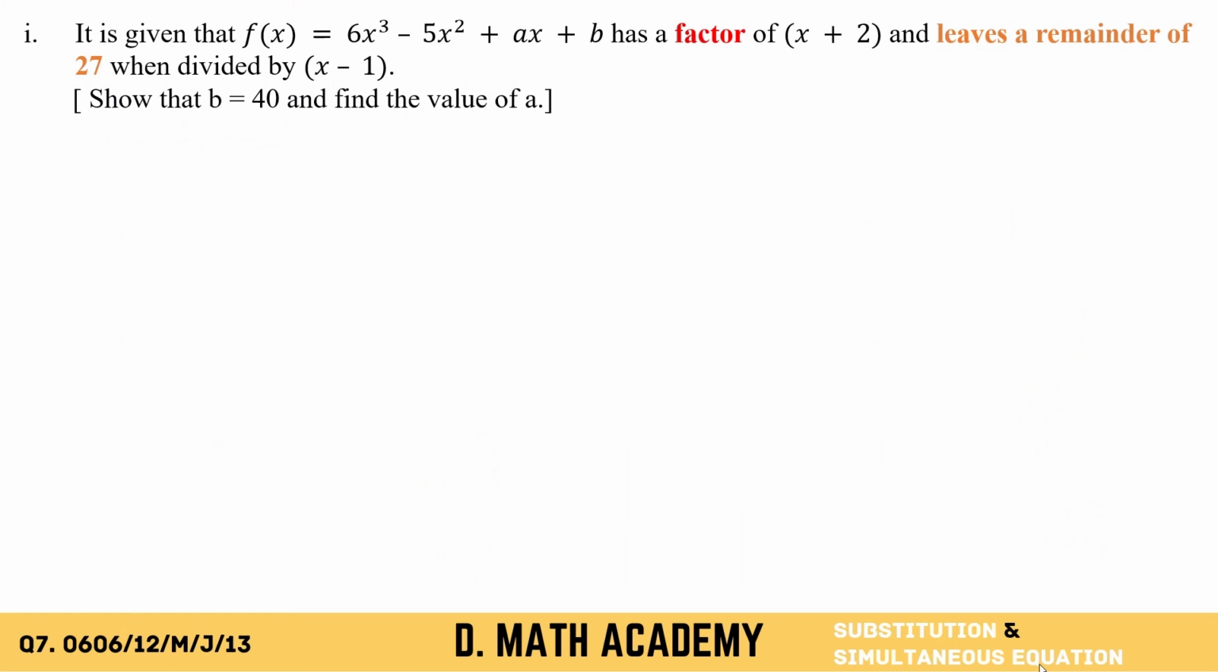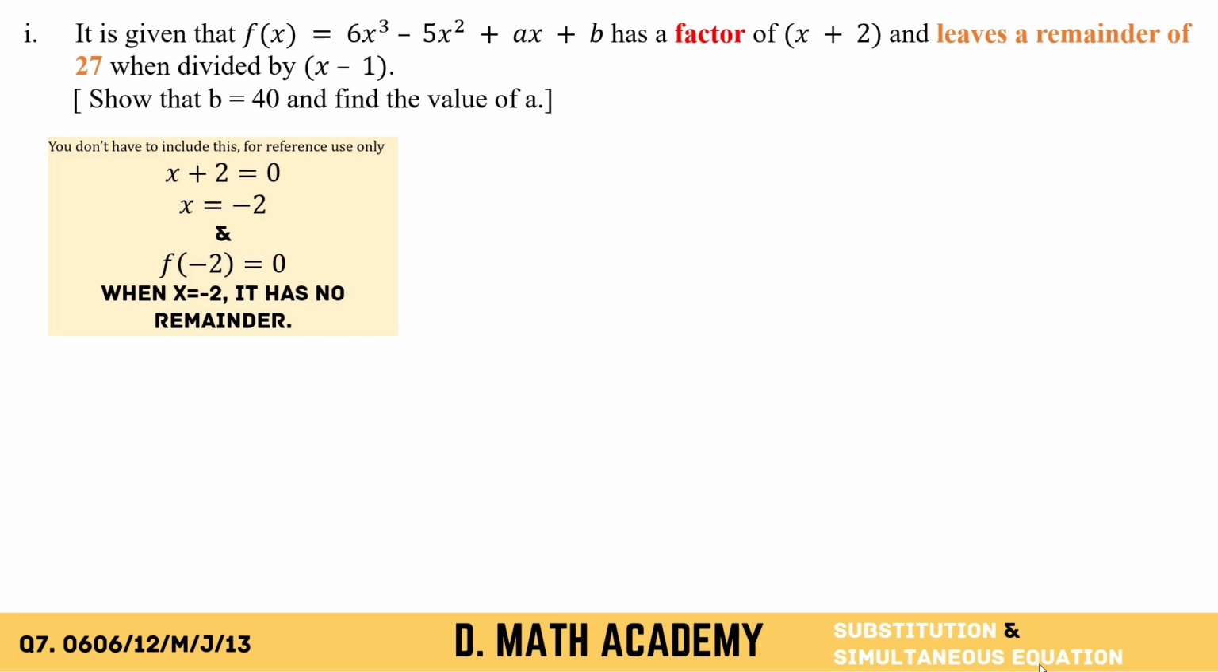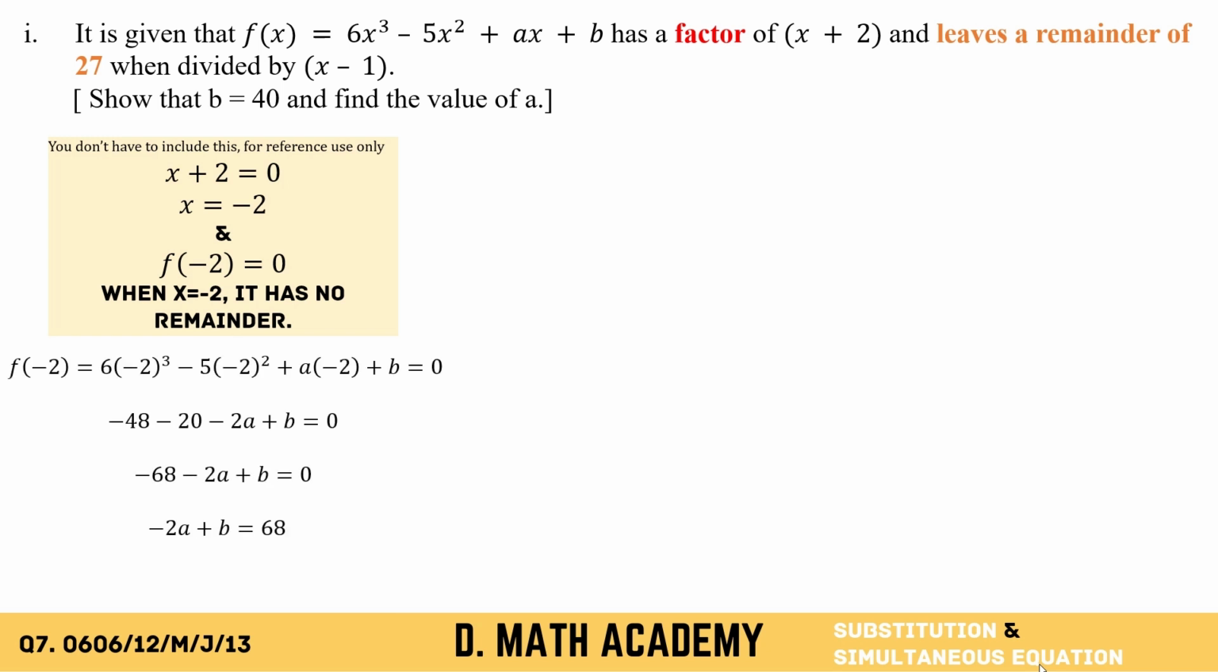So from the factor part, put it equals to 0, shift the 2 to the other side, then you get negative 2. So since it's a factor, when your x is negative 2, it will have no remainder. Substitute this negative 2 into all the x positions of the polynomial f. Then you will get the result of negative 2a plus b equals to 68.